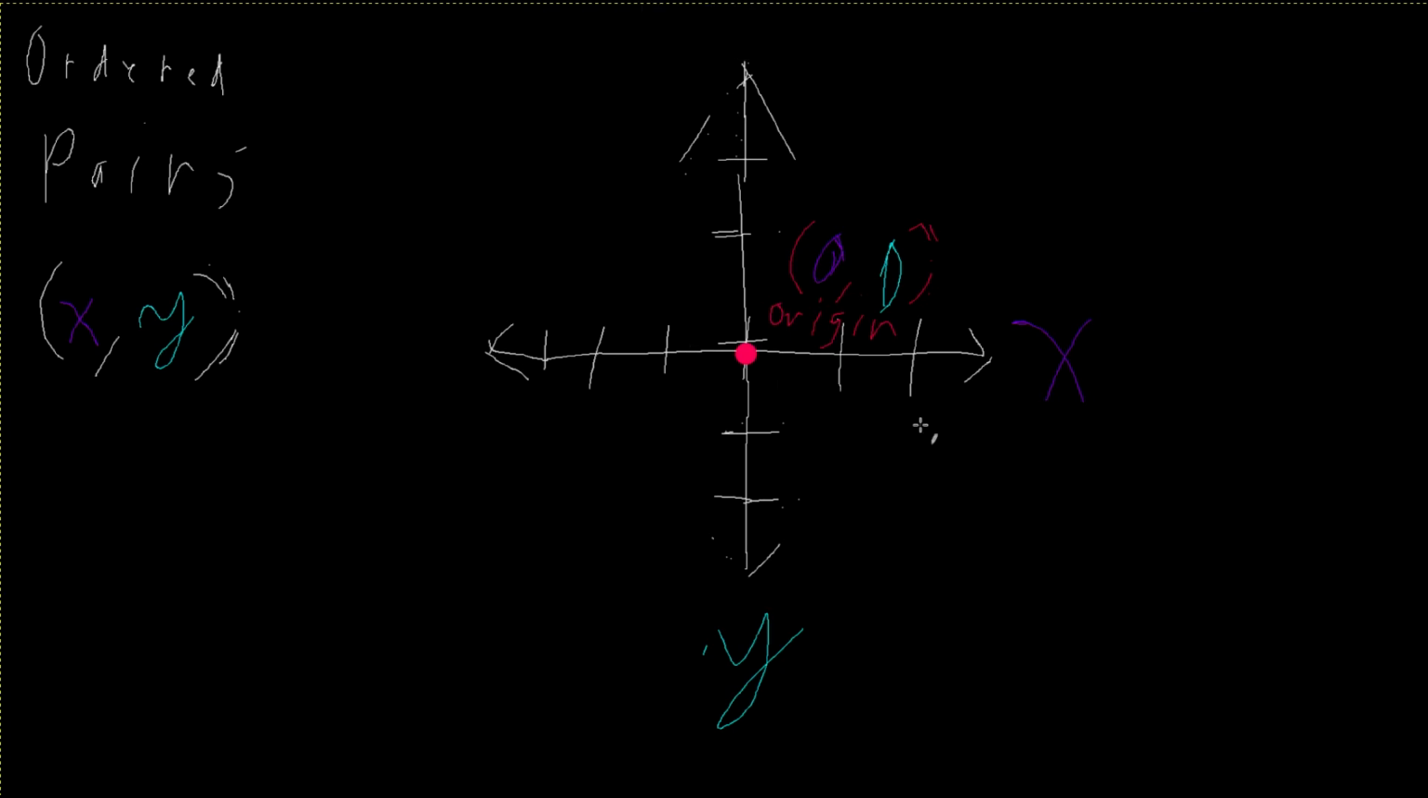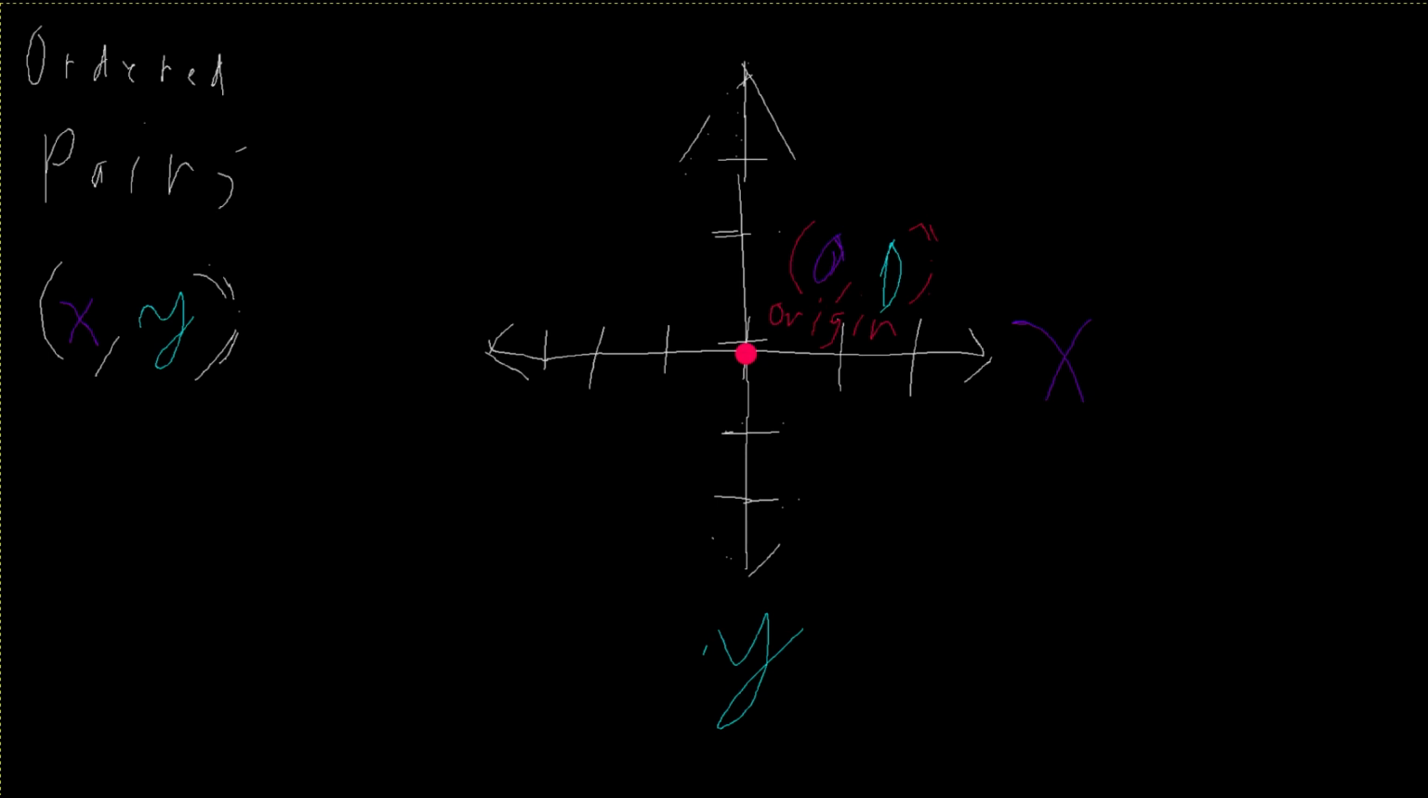Now, this is important because we use the origin to be able to identify the coordinates of the other points that are going to show up on our number line. But before we get to that, let's talk about these 4 quadrants, these 4 spaces that our coordinate plane has split up into. All right, it's split up into 4 separate locations.